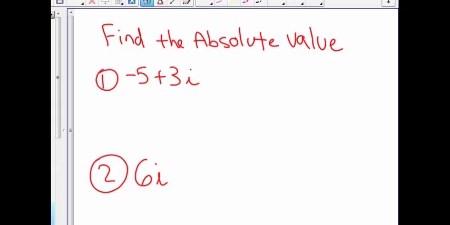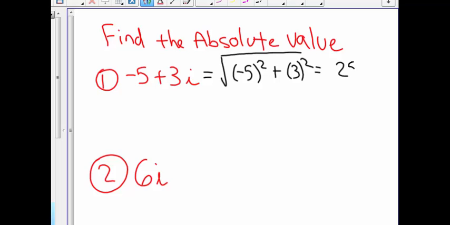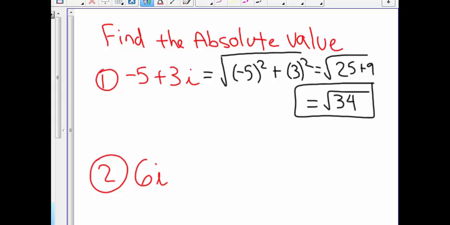All right, so let's find the absolute value of a couple problems here. We've got -5 plus 3i. Well, our a value is -5, and our b value is 3. So we do the square root of -5 squared plus 3 squared. And remember, what we're doing right here is finding the distance from the origin. So we end up with 25 plus 9. We have to take the square root of that. So we have the square root of 34, which is just under 6, because we know the square root of 36 is 6. So that's just under 6 units.